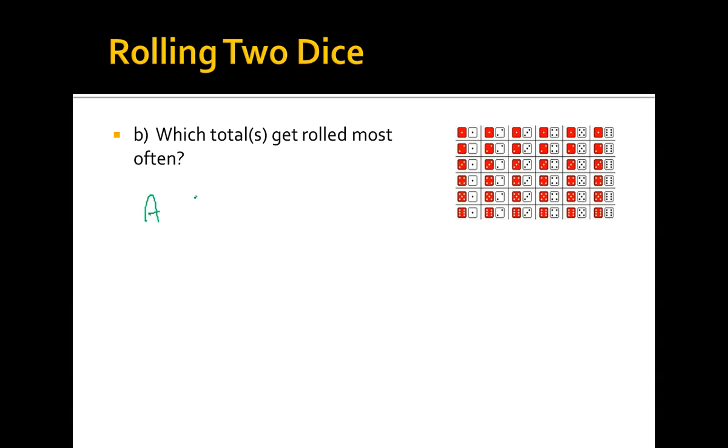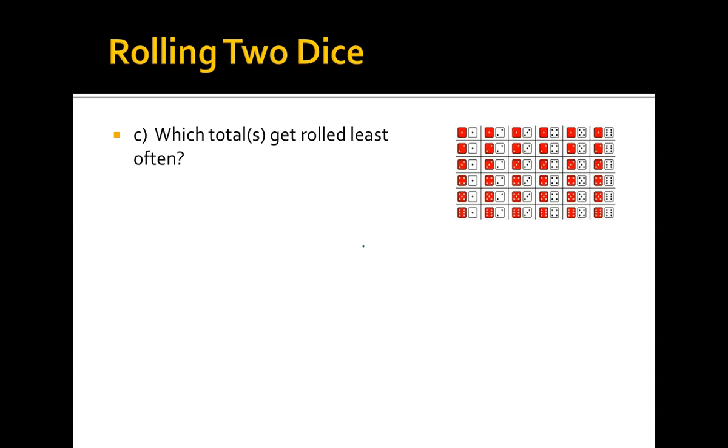So our answer to our second question here, a total of 7 is the most likely. And we got, visualizing that, there are 6 options here. The probability of rolling a 7 was 6 out of 36, or in lowest terms, if you like, that's 1 out of 6. Every 1 out of 6 times you roll, you expect to get a total of 7. And that's the unique total that gets rolled most often.